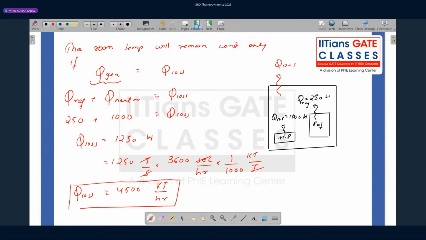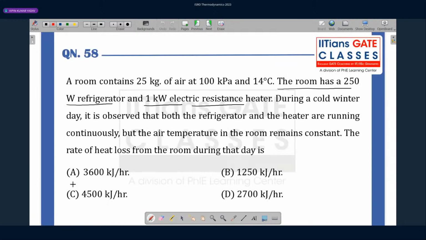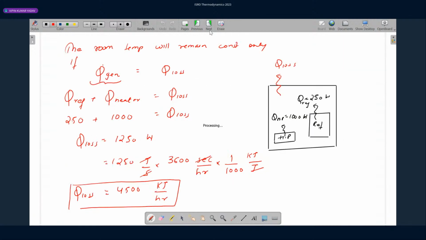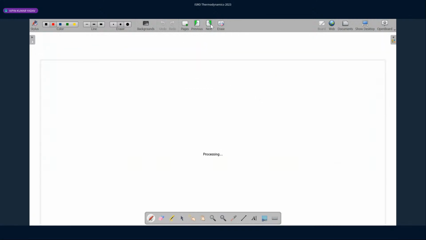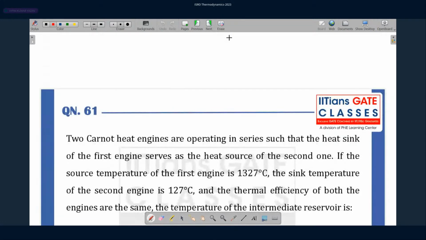So what is the right answer? 4500 kilojoule per hour. I hope you're able to understand this. It's very simple. Let's go to the next question.